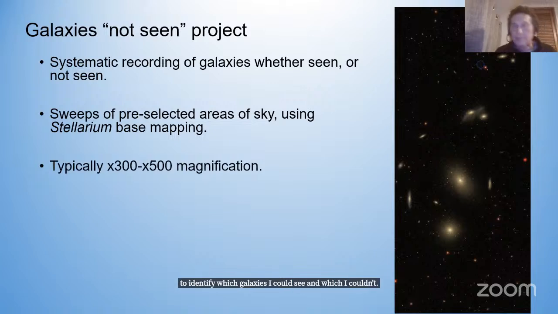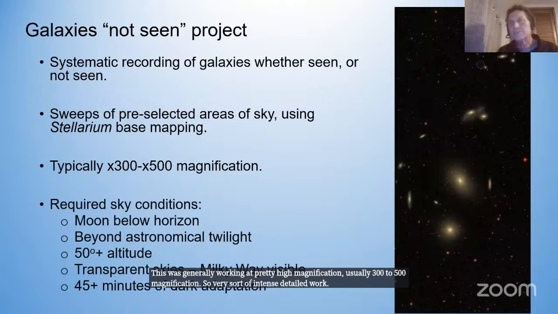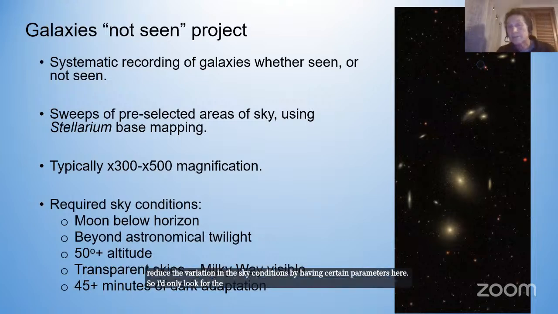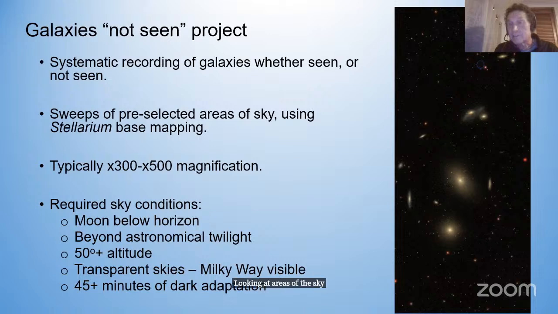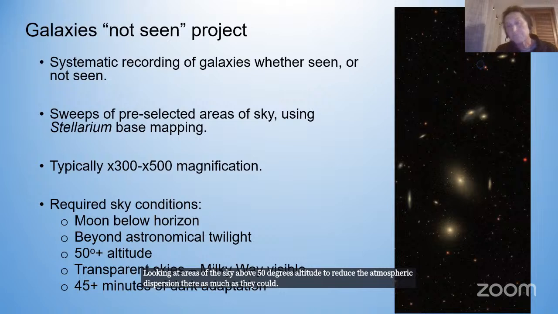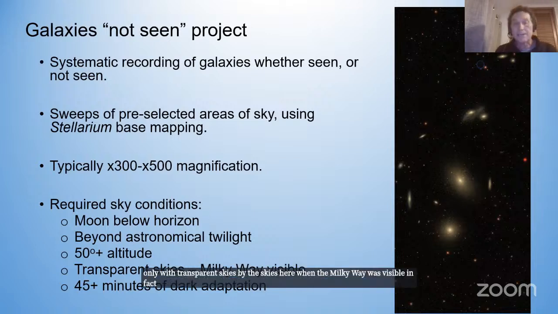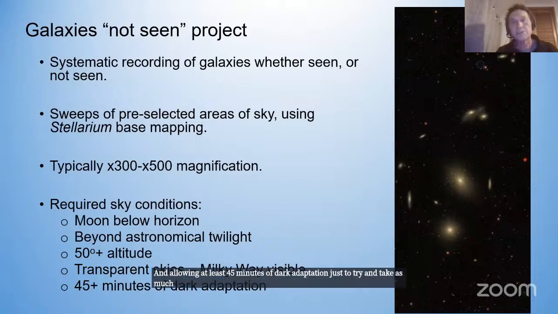This was generally at pretty high magnification, usually 300 to 500 times, so very intense, detailed work. I tried to reduce the variation in sky conditions by setting certain parameters. I'd only look for galaxies when the moon was out of the sky and it was beyond astronomical twilight, looking at areas of sky above 50 degrees altitude to reduce atmospheric dispersion as much as I could, only with transparent skies, when the Milky Way was visible, and allowing at least 45 minutes of dark adaptation, just to take as much of that variation out as I could.